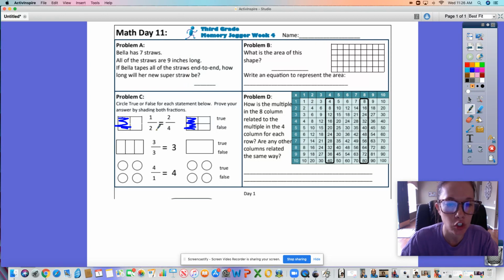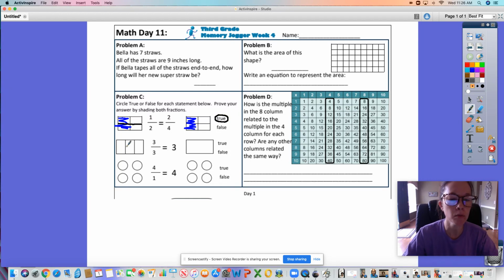So one thing I can do to try to help me is I know that I can create fourths from my halves if I just split each half in half again. So now my two pictures look identical. Here I have 2 out of 4 shaded, and here my 1/2 is the same as having 2 out of 4 parts shaded. So I could say that this is true.